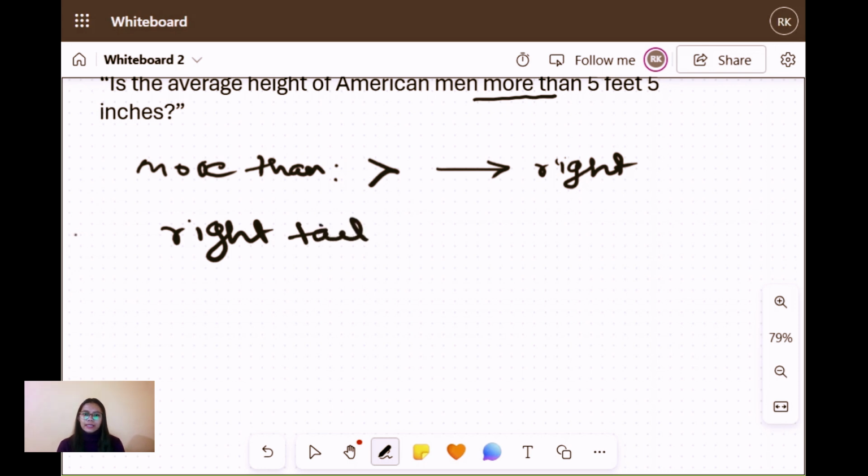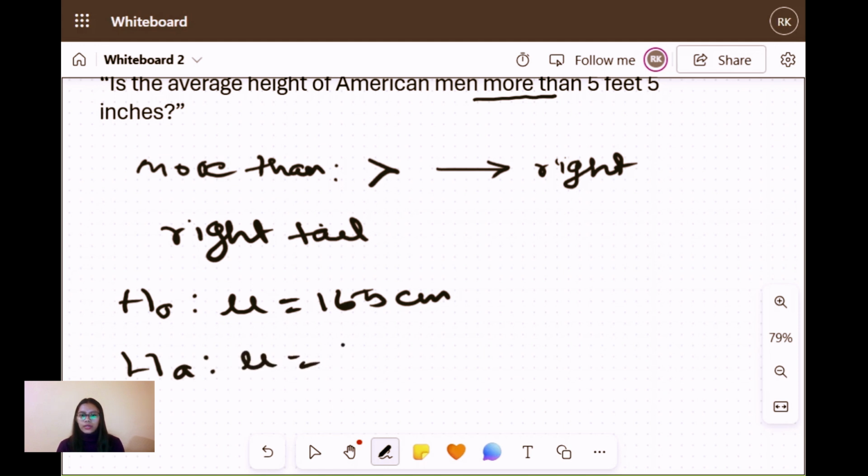Now, for the right tail test, how can we frame the null hypothesis? We believe it is always equal to the claim value, that is 165 centimeters. The alternative hypothesis here is mu greater than 165. And here also, which one will be our claim, null or alternative? Yes, you are correct. It would be the alternative hypothesis, because our belief is that the average height of American men is more than 5 feet 5 inches.